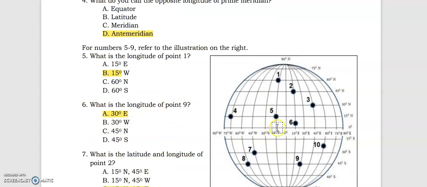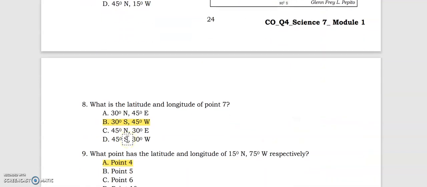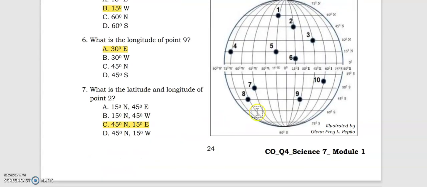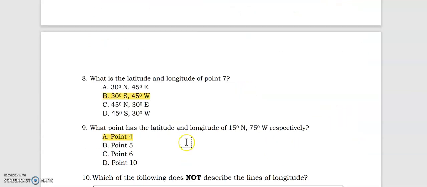What is the longitude of point 9? 30 degrees east. What is the latitude and longitude of point 2? Latitude is the horizontal line, so it's 45. Then longitude is the vertical line, it's 15 degrees east. So what is the latitude and longitude of point 7? Point 7 is 30 degrees south, 45 degrees west.